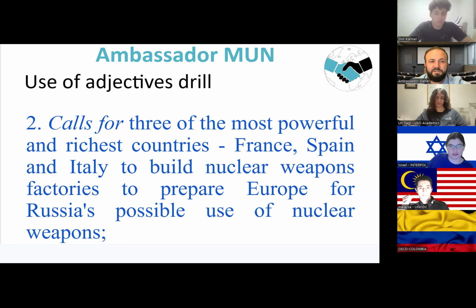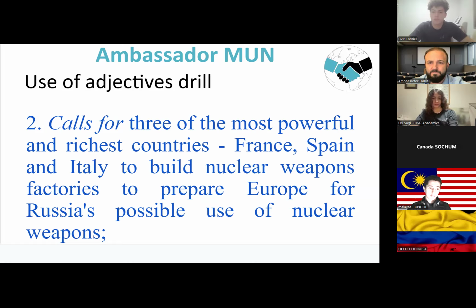Wonderful. Okay, open popcorn. Anyone can say which part of this should not be part of the clause. Powerful and richest. Okay, richest countries. That's good. Anything else? To prepare Europe for Russia's possible use of nuclear weapons. That's explaining why. It's not really necessary, because what you call for is just what you want to do. That's the operative clause. You don't really need to explain why. You can put that in the background, right? Excellent. Ten out of ten for HSC Australia.